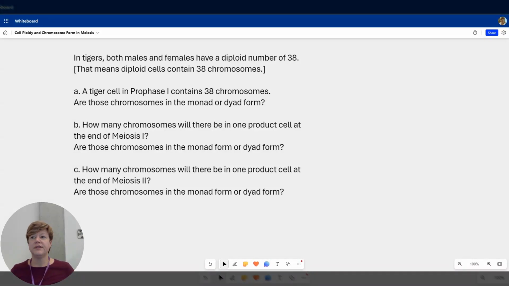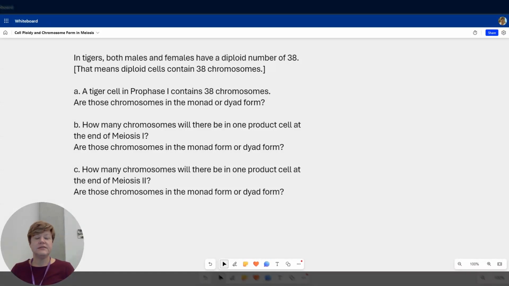How many chromosomes will there be in one product cell at the end of meiosis 1? The pattern is that meiosis 1 separates the sets of chromosomes into two product cells. So each of those product cells gets half of the total number of chromosomes that we started with at the beginning of meiosis. So each of those cells would have 19 chromosomes. But the chromosomes are still in the dyad form. So the cell is haploid, but the chromosomes remain in the dyad form, in the replicated form with two sister chromatids per chromosome.